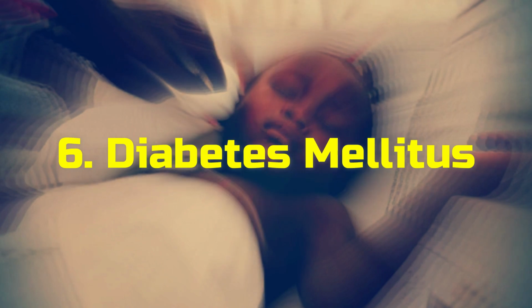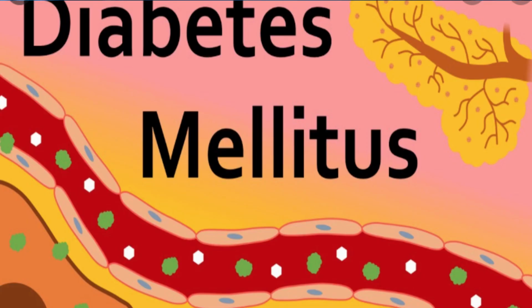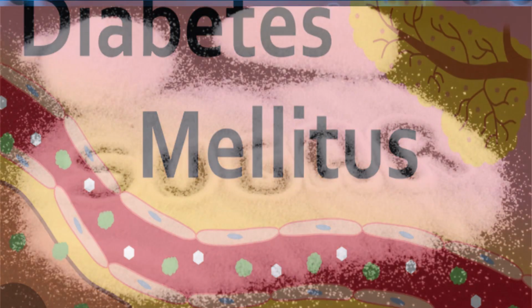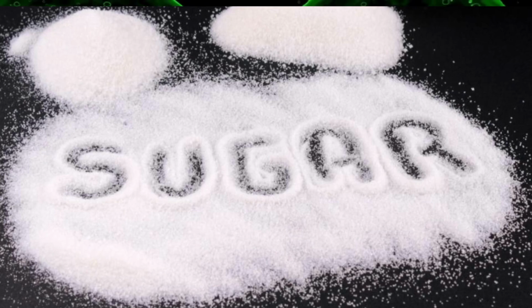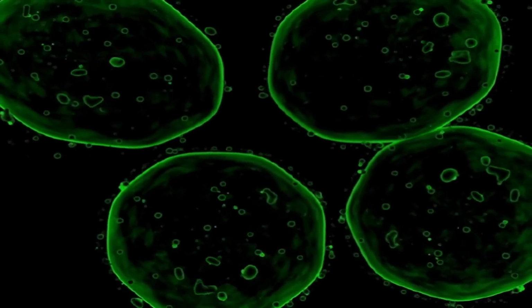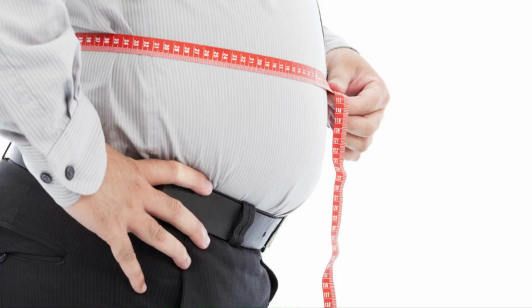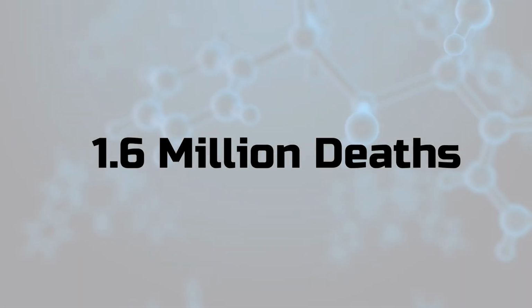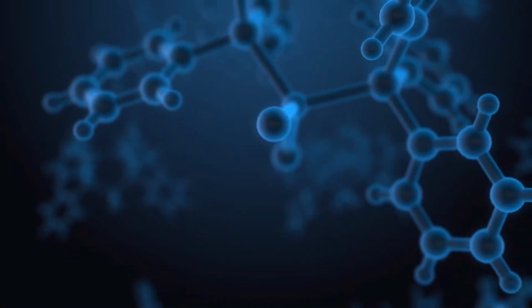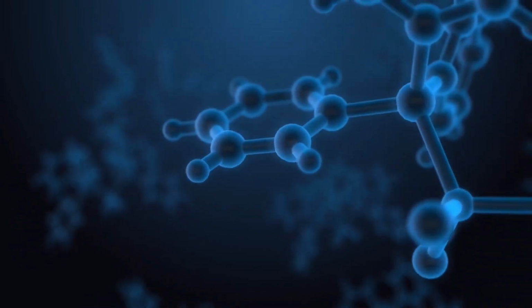Number 6. Diabetes mellitus. It is commonly known as diabetes. It is a group of metabolic disorders characterized by a high blood sugar level over a prolonged period of time. Symptoms often include frequent urination, increased thirst, and increased appetite. If it is left untreated, diabetes can cause many complications. It took almost 1.6 million deaths worldwide, and 2.8% of deaths are due to this particular disease. This disease has increased from 1 million to 1.6 million from 2000 to 2015.